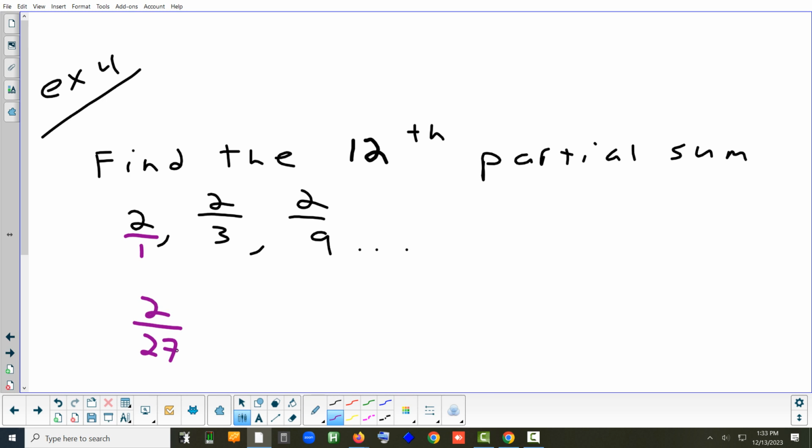So the question is, if you did that 12 more times and then wanted to add all of them up, 2 plus 2/3 plus 2/9 plus 2/27, all the way to the 12th one, what would they all add up to? Well, we could figure them out. We could find all 12, add them up. That's not that bad. But if it said to do the 120th partial sum, do we want to find all 120 terms and then add them all up? No, that's going to take a while to figure out.